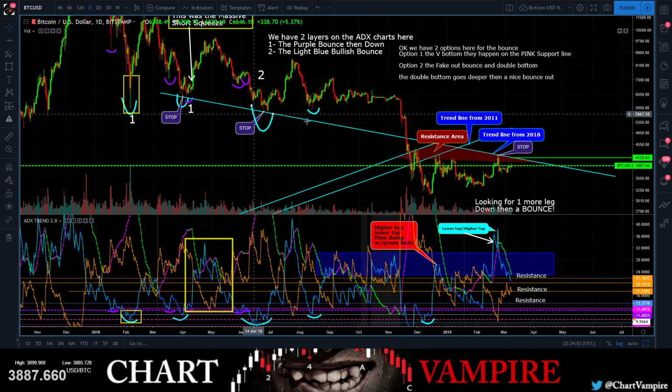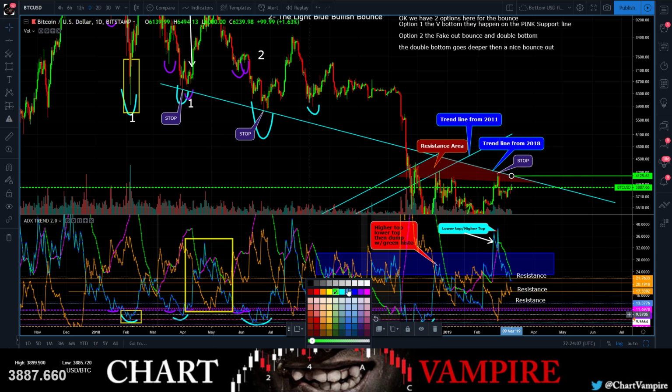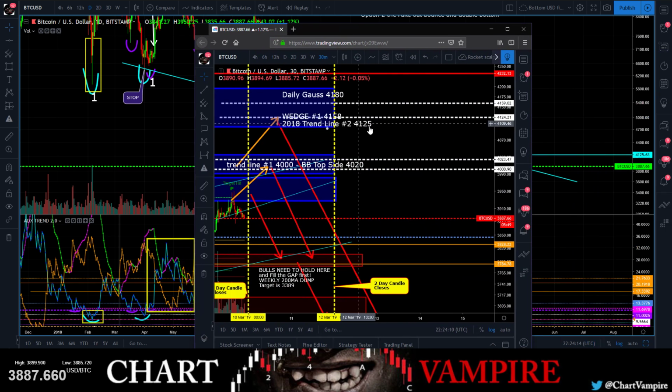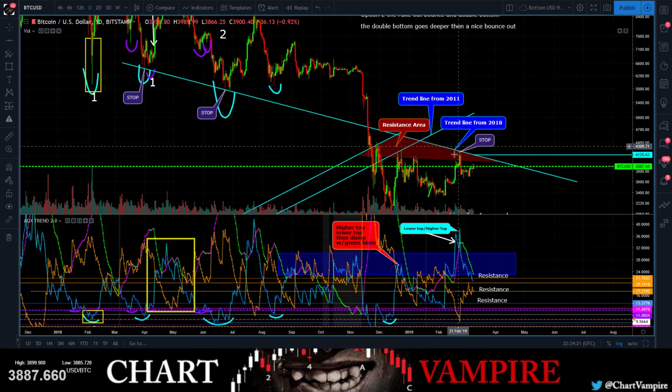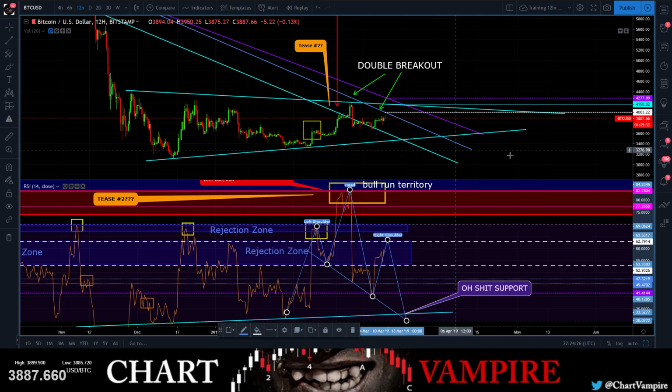All right, this is my 2018 trend line. And what I should do is make this the same color. And there it is. 41.25 is marked. There's your wedge line, 41.58. And then your daily Gauss line up there at 41.80. And then we had the other trend line. Sorry, 41.58 is the wedge line.